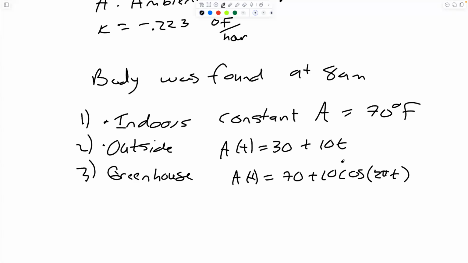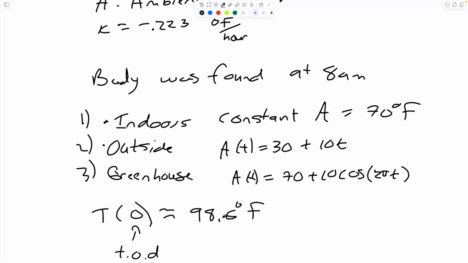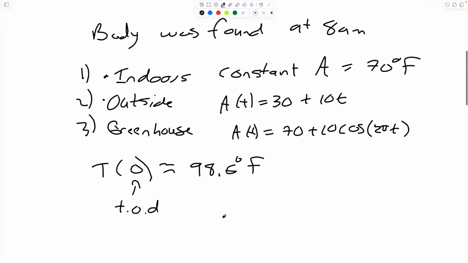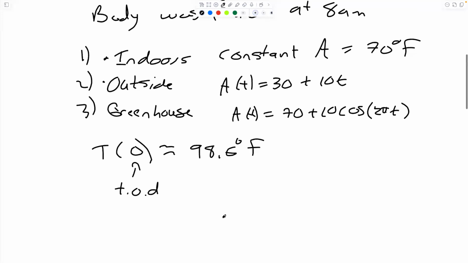Okay, we know in all three cases, T at zero, this is time of death here, TOD, is about 98.6 degrees. That's actually a myth. Average body temperature is not 98.6. It's actually a little lower than that. And if you want to, you can Google and find what it really is and use that, or you can just use this, either way. But let's say we use this.